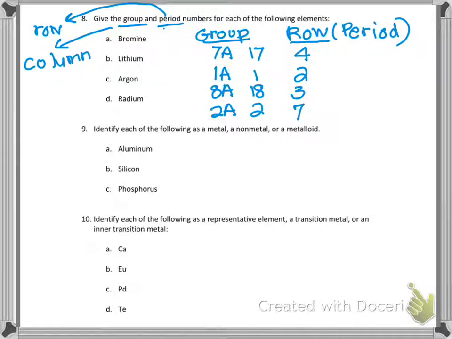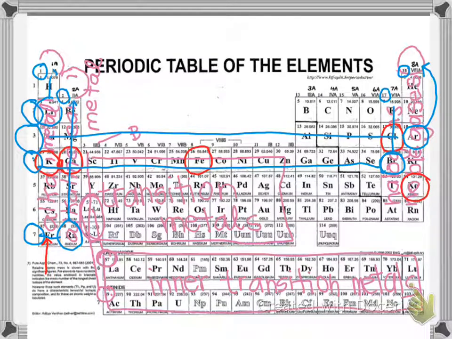I prefer the A's and B's because, as you'll see in question 9, the A and B tell me a little bit about where the elements are. Actually, in question 10, it tells me a little bit about it. So in question 9, it says identify each of the following as a metal, nonmetal, or metalloid. Again, this is information we can discover by finding the elements on the periodic table.